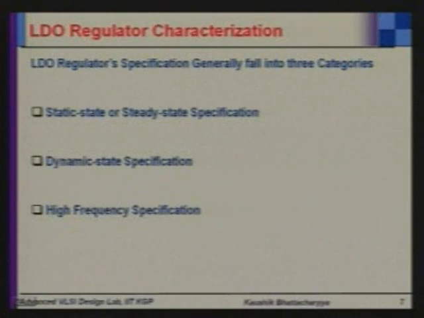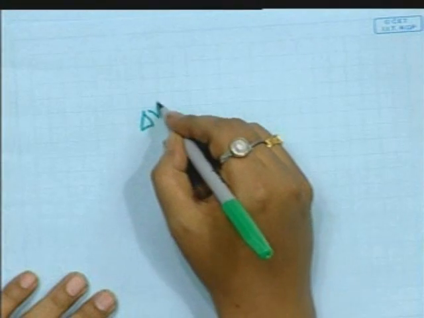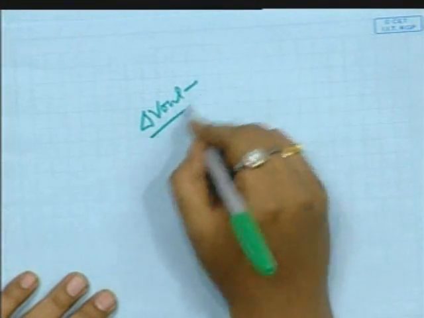High frequency means we will discuss the power supply rejection ratio and all other things in this category. Now, the first one is the steady state specification. First one is the line regulation. First, we have to define the term line regulation. It is defined by the ratio del V out by del V in.